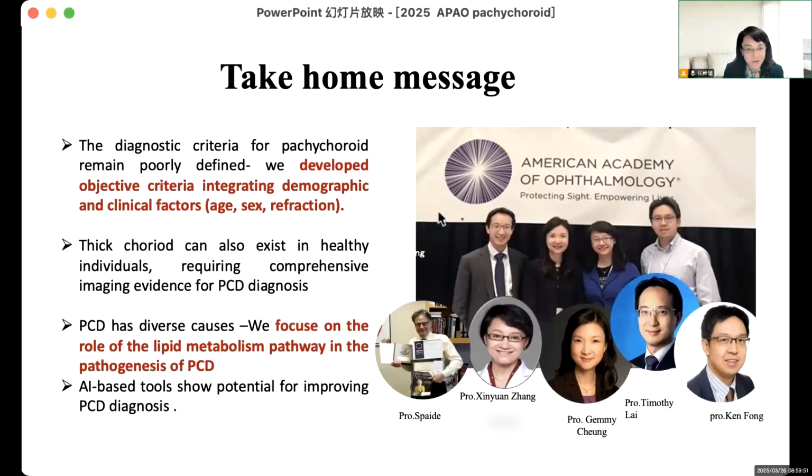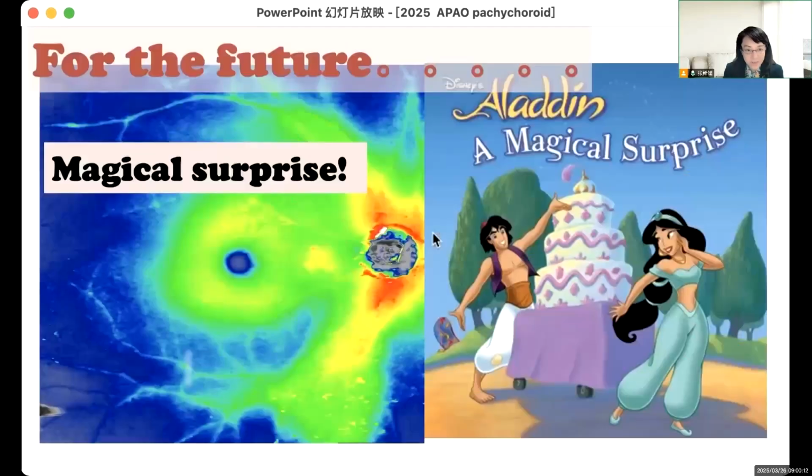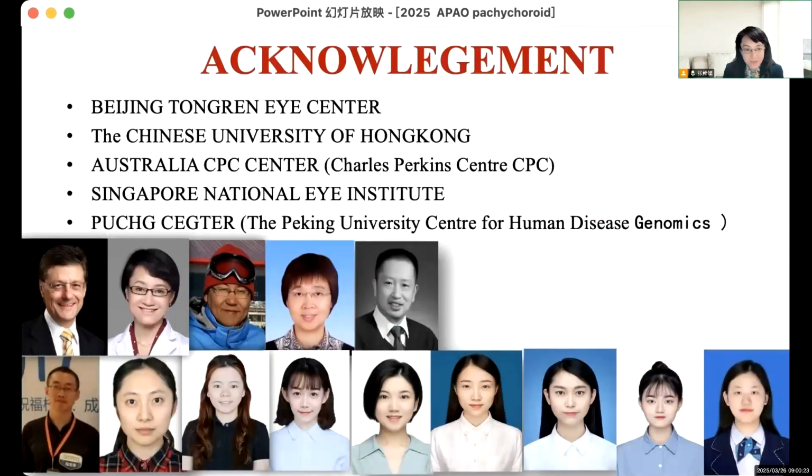PCD has diverse causes. Our work focuses on the role of the lipid metabolism pathway in the pathogenesis of PCD. Also, AI-based tools show potential for improving PCD diagnosis and prognosis. Finally, I just wanted to emphasize that we have entered the era of molecular imaging. We are looking forward to more groundbreaking advancements for a deeper understanding of the underlying mechanisms of pachychoroid and pachychoroid spectrum disorders.